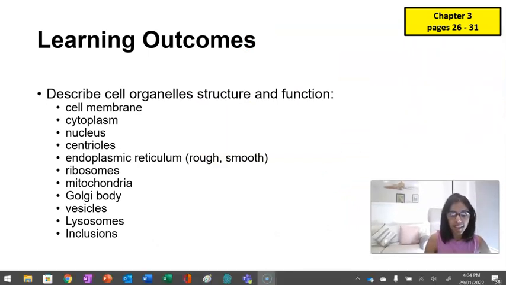Okay, so for this lesson we are going to focus on describing the structure and function of these organelles. Now, you should have access to the Nelson textbook. I'll refer to it throughout these lessons, and it would be a really good idea if you could either read before or after pages 26 to 31 of your textbook.